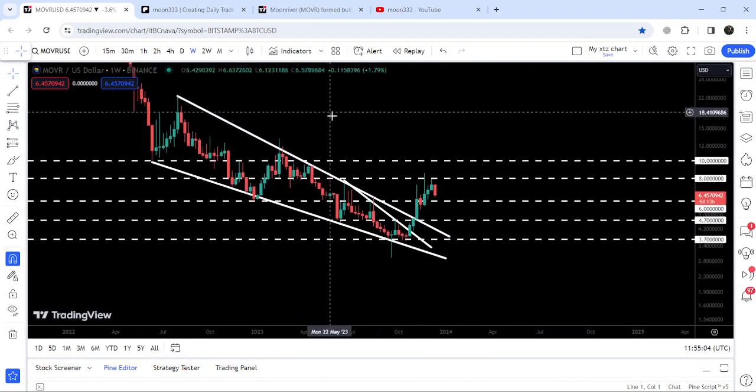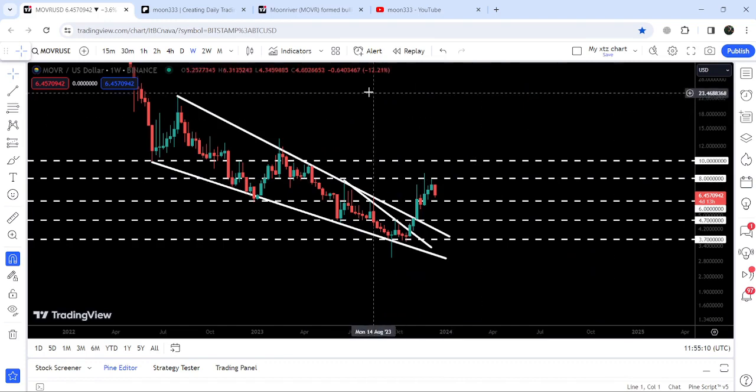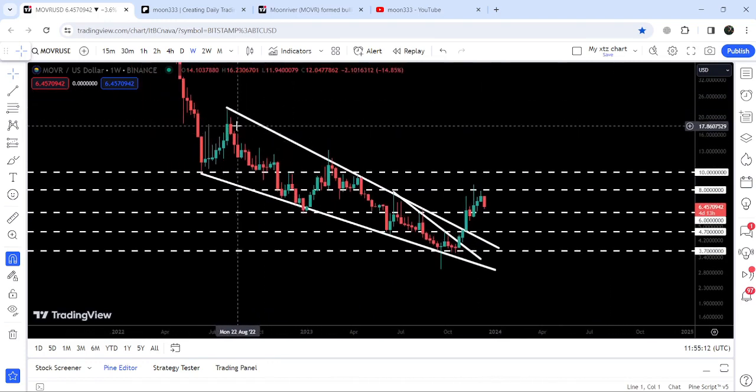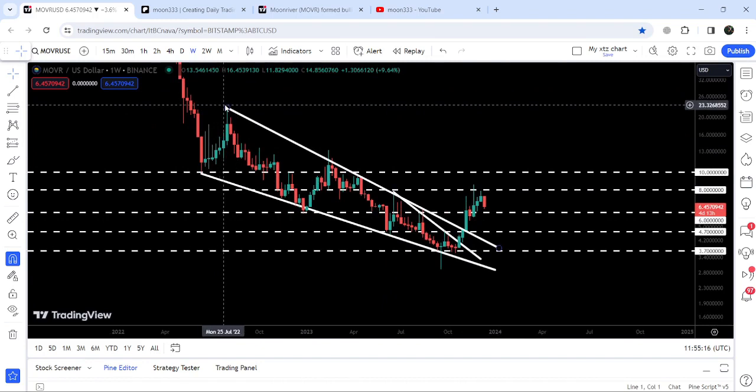Now if we take a look at the targets, then the target for the smaller breakout from this smaller falling wedge pattern was here. That was approximately at $8, and we have already achieved that target. And the target for the bigger falling wedge pattern breakout is here at the top of the wedge. That is between $23 to $25. So this was the update so far.